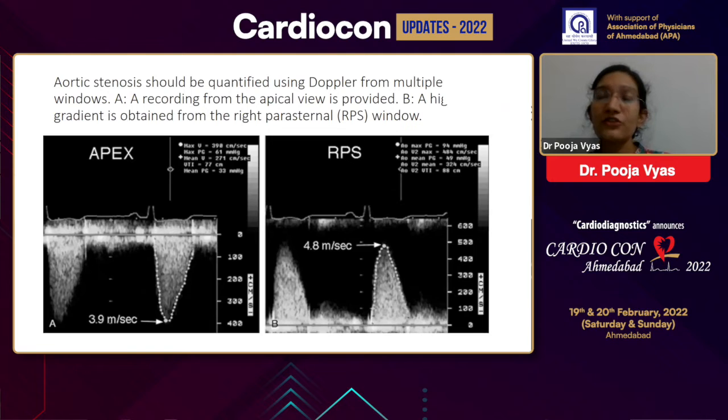And aortic stenosis should be quantified not only in one view, it should be quantified from the multiple views. See here in the figure 1, the aortic velocities were taken from the apical five-chamber view, and it showed the velocity of 3.9 meter per second, while the right parasternal view showed the velocity of 4.8 meter per second. So the peak gradient would have been underestimated if the echocardiographer had concluded the examination with the apical views rather than moving to the right parasternal window where the higher velocity was recorded.